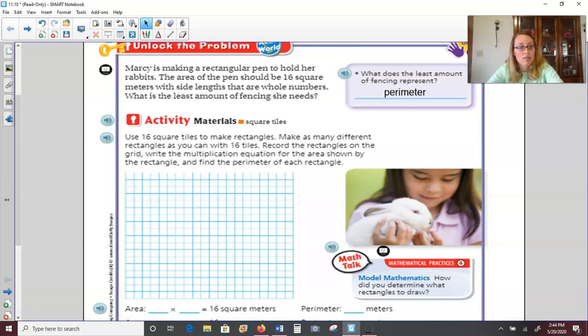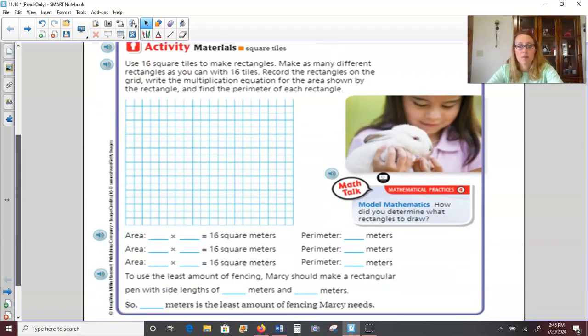Well, don't forget this little purplish box over here. What does the least amount of fencing represent? Well, remember, fencing goes around the outside of a pen, so that means we're talking about the perimeter. So we want to find the smallest perimeter Marcy could make her pen, but still cover 16 square meters.